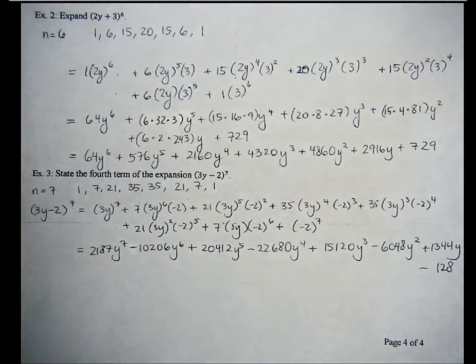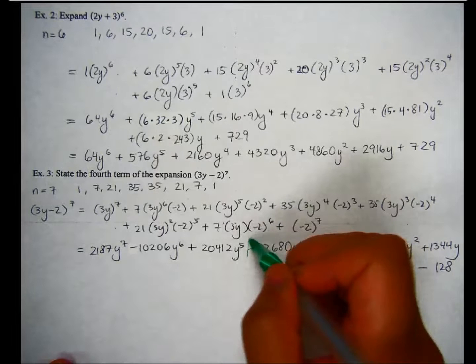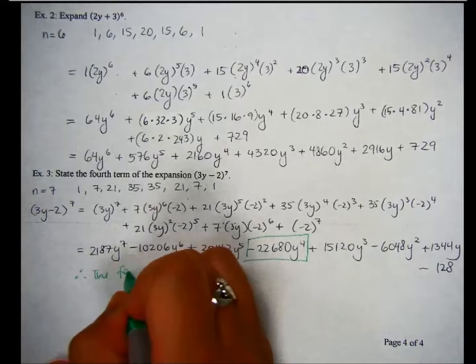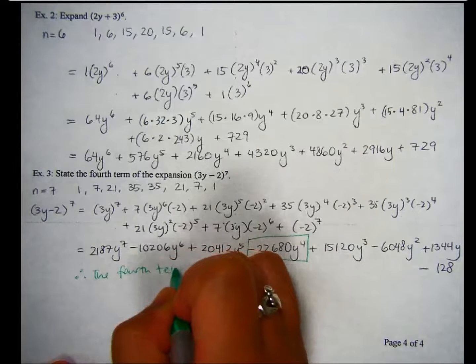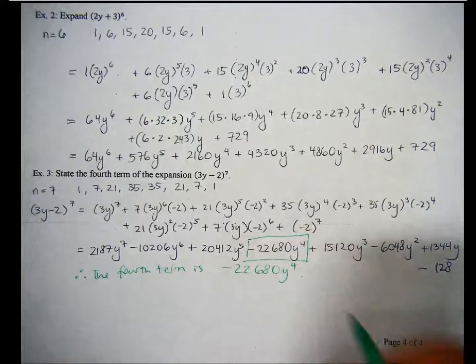Sorry, I couldn't quite fit everything perfectly into one line, but here is the final long string of the expanded form. And now the fourth term would be 1, 2, 3, 4. So you could say, therefore, the fourth term is negative 22,680 y to the exponent 4.